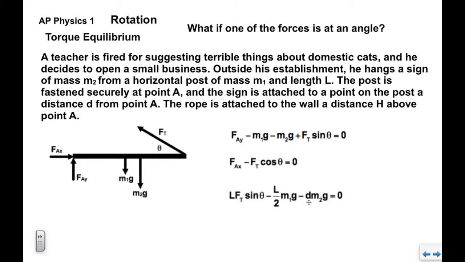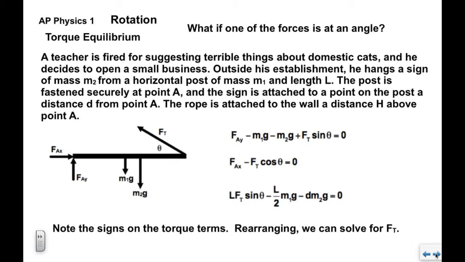And then we have two mg terms. L over 2 times m1g, the beam itself in the middle. And then we have minus d times m2g. Again, sine of 90 goes away. So there's my torque equation. When we rearrange this, Ft would be the unknown. We can solve for Ft and put it back into the force equations and get the reaction forces at point A.